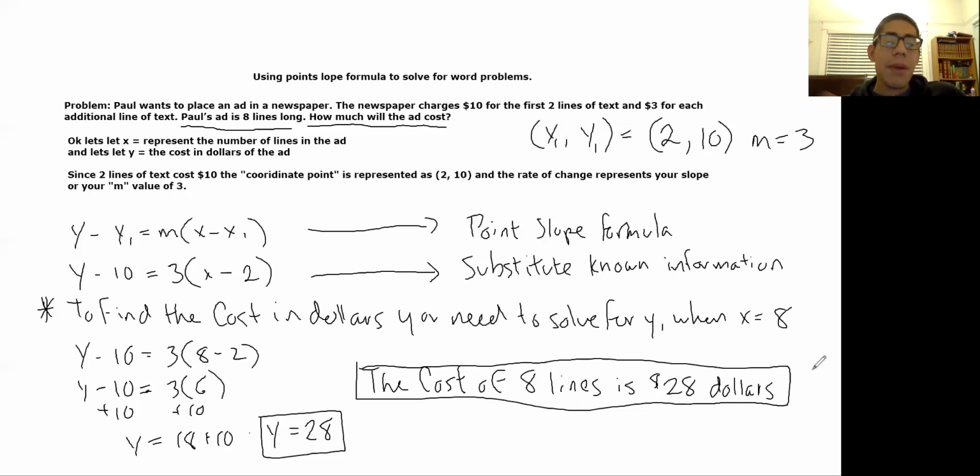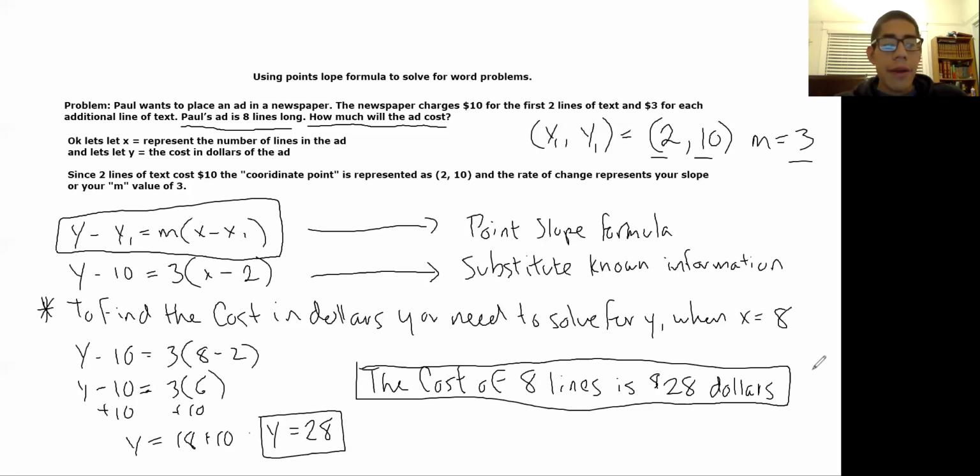Now comes the easy part of just plugging it into the formula. We're always going to start the same way with the point-slope formula. Then we're going to substitute the known information. So y minus 10: we're going to plug in these three pieces of information first. My y1, which is $10 for the first two lines, which is my x1, and with a rate of $3 per additional line after that. So that's going to be 3 as my m.